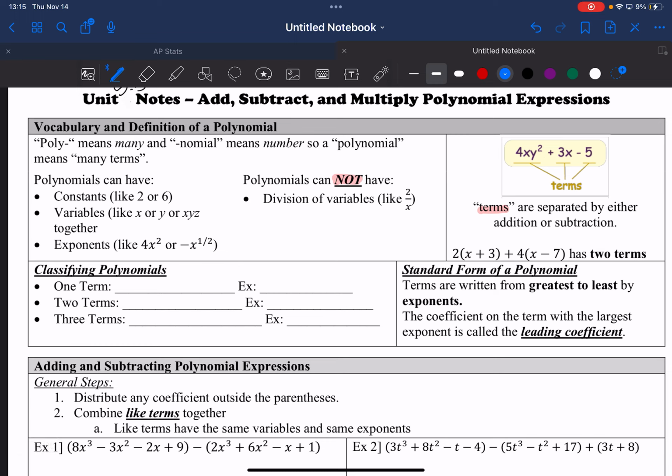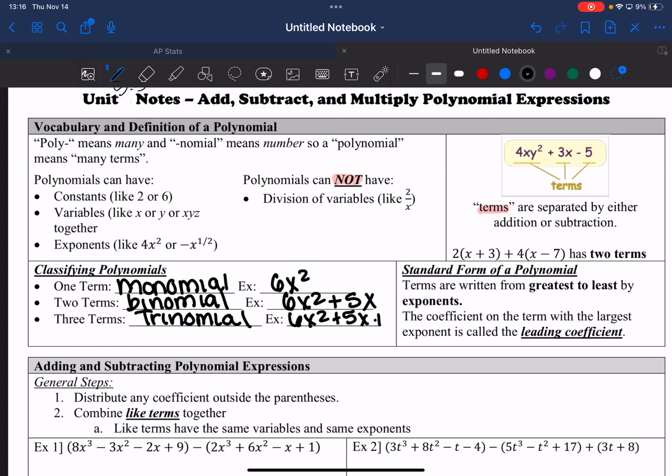So, for example, if they have 1 term, we call this a monomial. My bad, I spelt that wrong. For example, 6x squared. If it has 2 terms, then it's a binomial. For example, 6x squared plus 5x, 2 terms. And then if it has 3 terms, it's a trinomial, like 6x squared plus 5x plus 1.